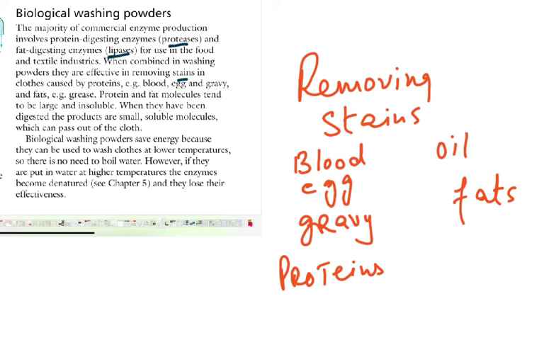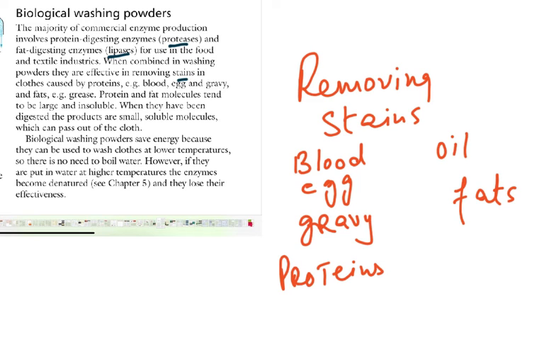In order to remove these stains of protein, blood, gravy, and fats like grease, if you dropped oil on it or some butter on your clothes. These protein and fat molecules tend to be large and insoluble, but when they've been digested, the products are small soluble molecules which can pass out of the cloth.